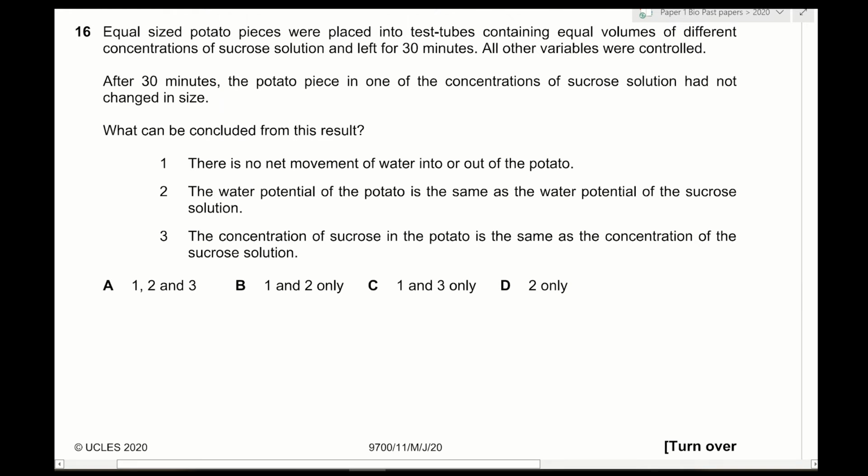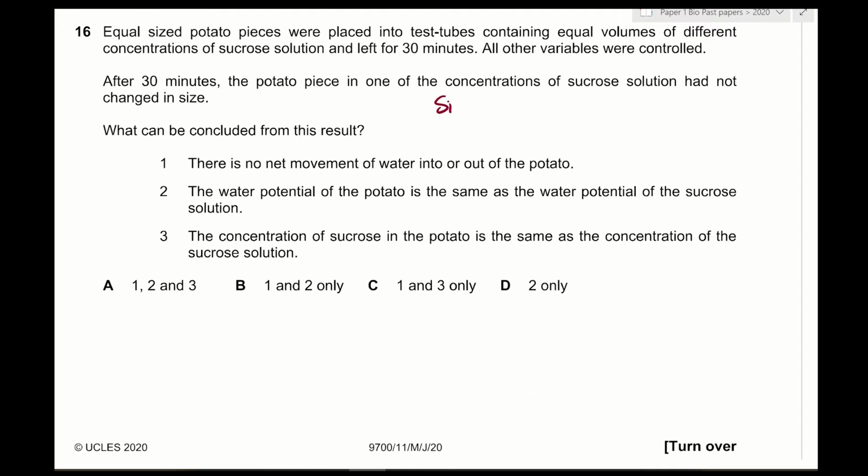Question number 16, equal-sized potato pieces were placed into test tubes containing equal volumes of different concentrations of sucrose solution and left for 30 minutes. All other variables were controlled. After 30 minutes, the potato piece in one of the concentrations of sucrose solution had not changed in size. What can be concluded from this result? Now, it hasn't changed in size. This means that their water potentials are approximately the same.